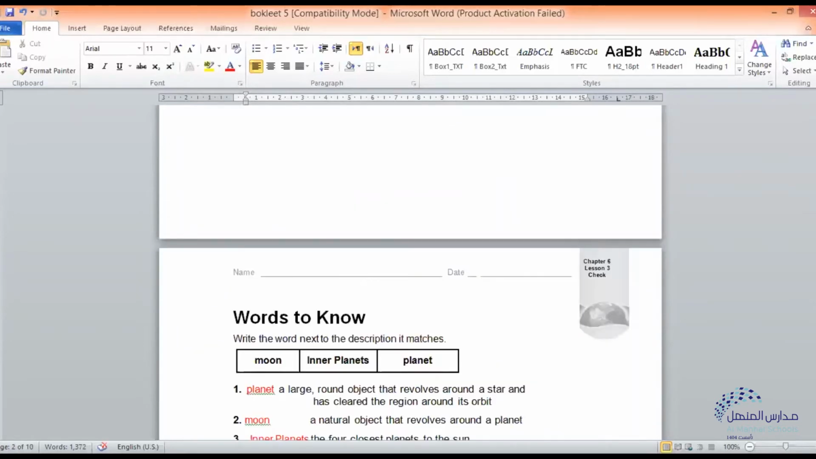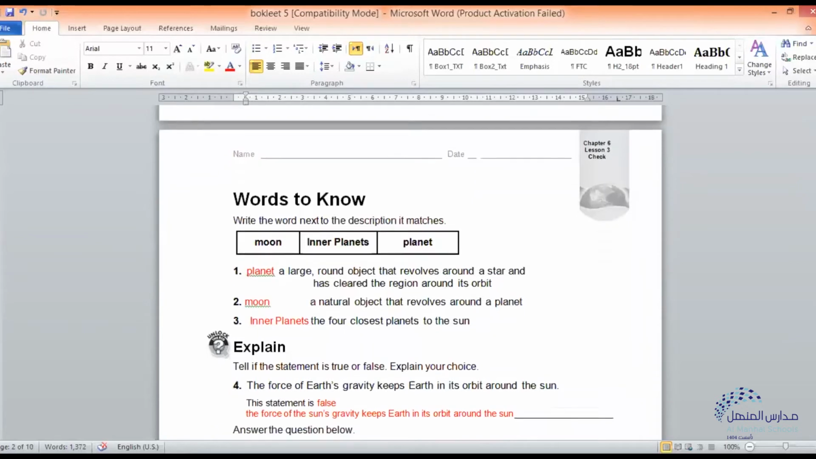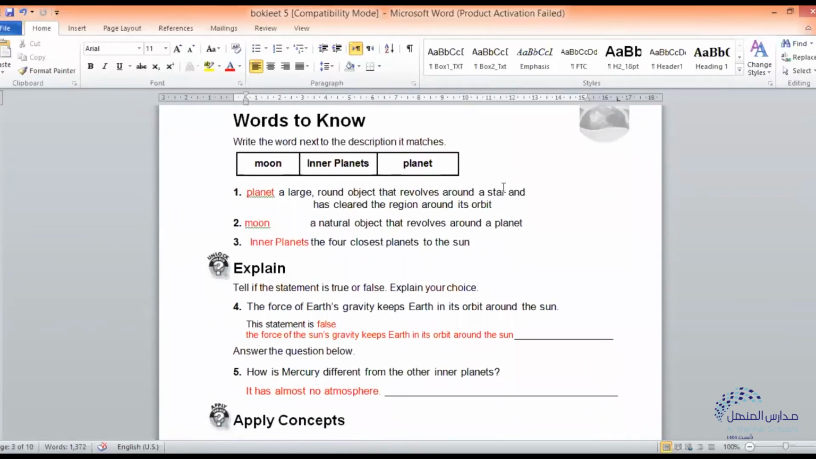Moving to the next worksheet. A large round object that revolves around a star and has cleared the region around its orbit: this is planet. A natural object that revolves around a planet: this is moon. The 4 closest planets to the sun we name inner planets. The force of Earth's gravity keeps Earth in its orbit around the sun. This statement is false. The force of the sun's gravity, not Earth's gravity, keeps Earth in orbit around the sun.